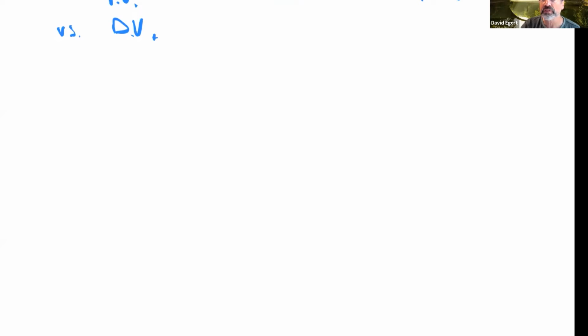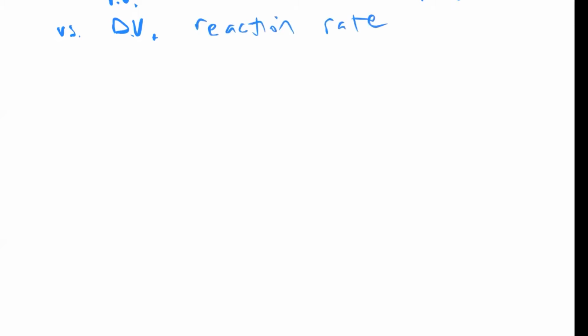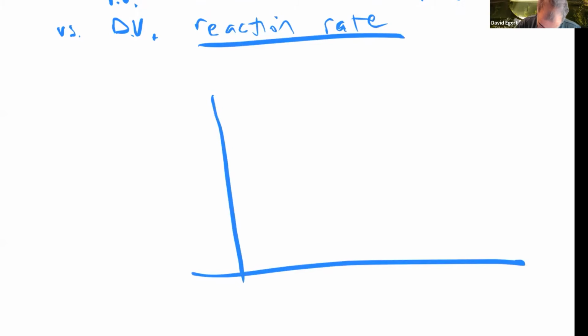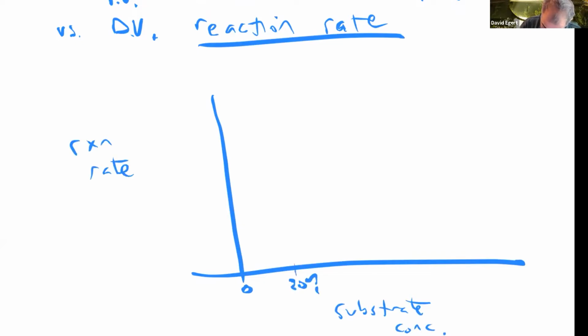The dependent variable, what's the dependent variable? Reaction rate. Right, so ultimately, if we're going to look for the relationship between these, we're going to have substrate concentration and reaction rate. Substrate concentration we can just get, like I said, based on the dilutions that we made. Reaction rate was the tricky one.